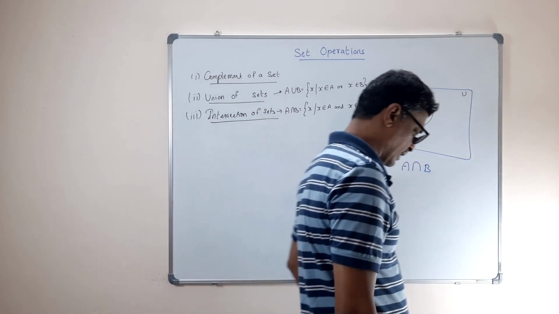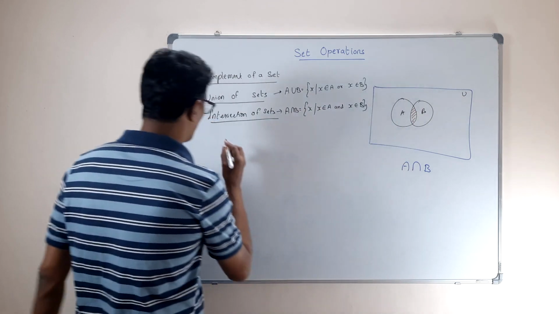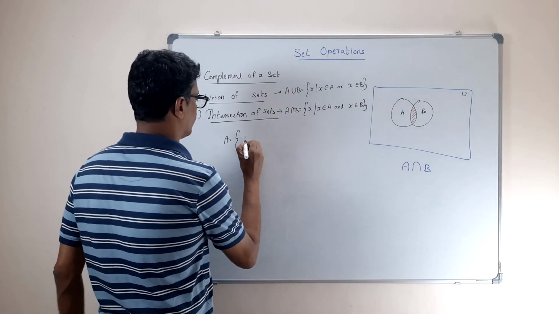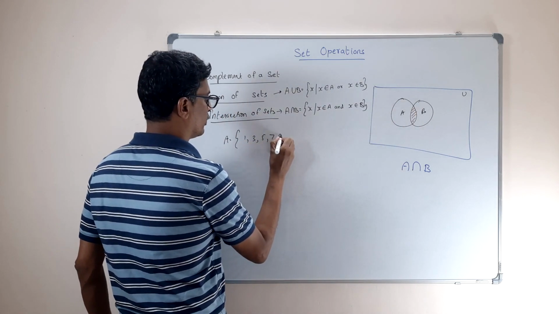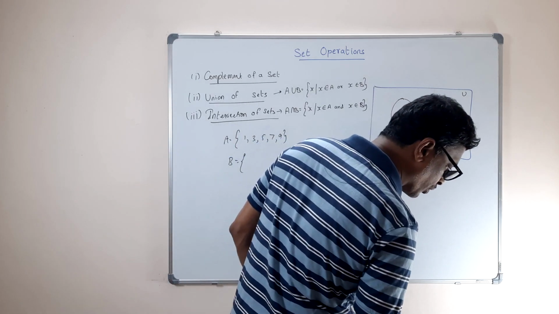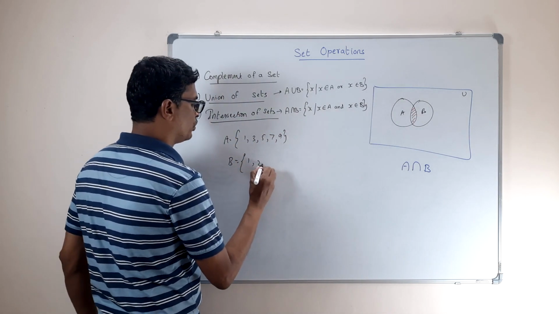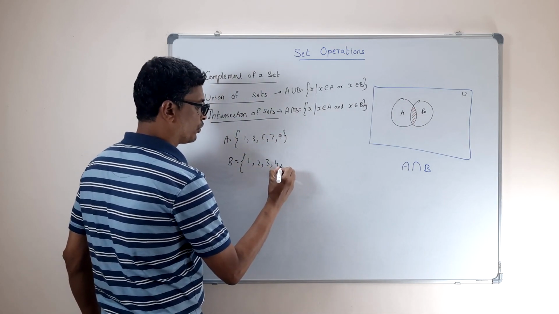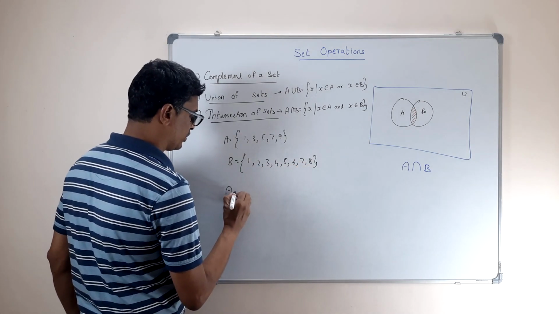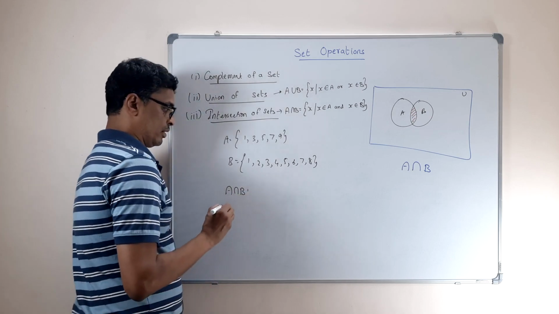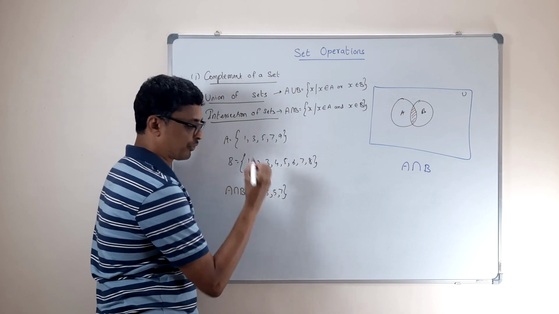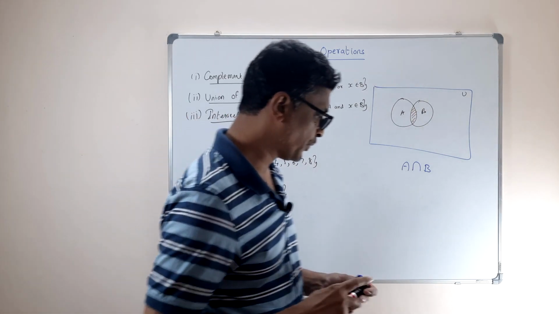In the book they have given an example. I'll just do the same thing. A is equal to 1, 3, 5, 7, 9 and B is equal to 1, 2, 3, 4, 5, 6, 7, 8. Can you tell me what is A intersection B? 1, 3, 5, 7. Okay, so this is what we call the intersection of sets.